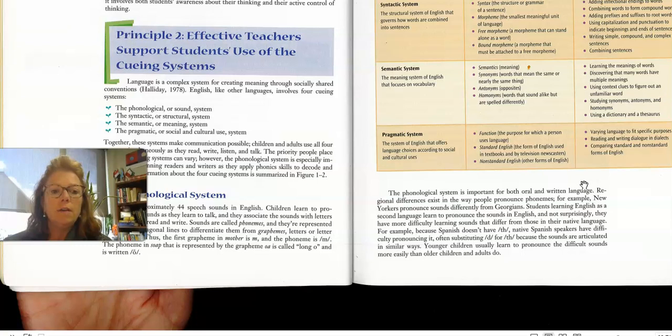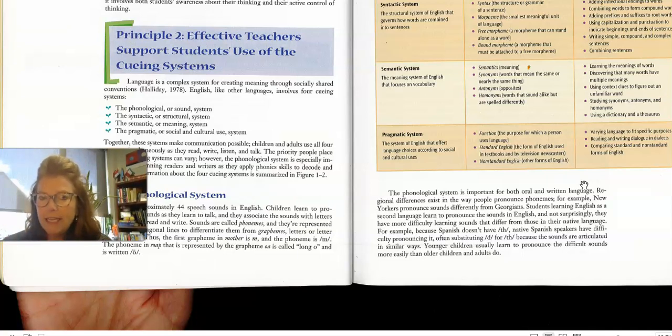You need to know the phonological, the syntactic, the semantic, and the pragmatic systems. Phonics: we know phonemes and phonics. You're going to learn about that, so make sure you understand it. That's about the smallest sound and sound-letter recognition. Syntax, syntactic, is with grammar. That's structure and grammar.